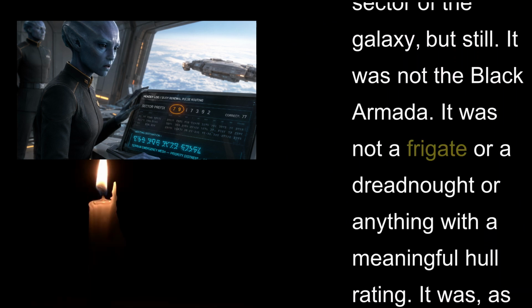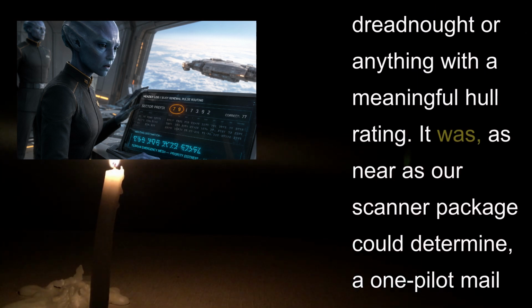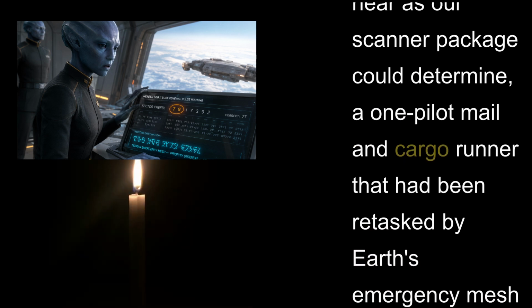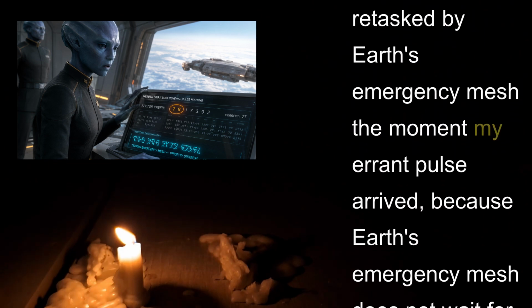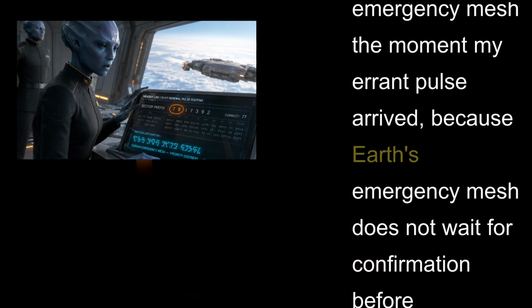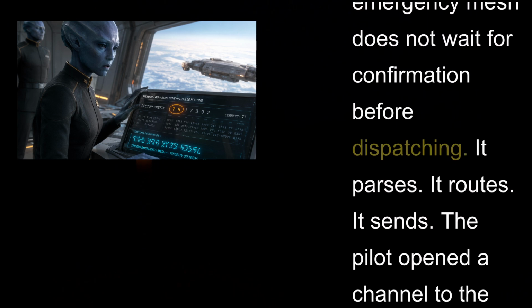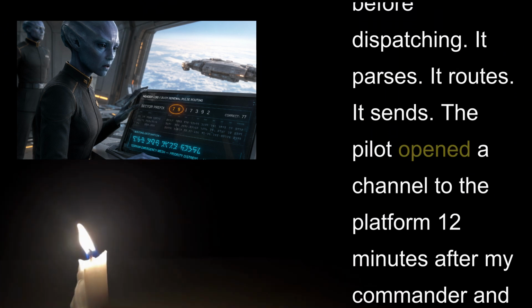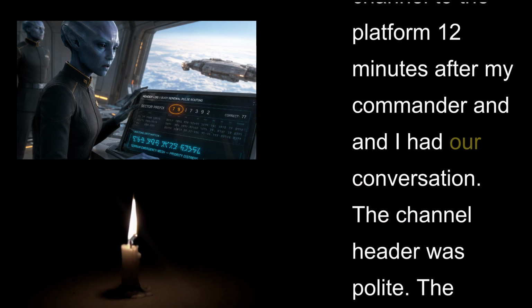It was not a frigate or a dreadnought or anything with a meaningful hull rating. It was, as near as our scanner package could determine, a one-pilot mail and cargo runner that had been retasked by Earth's emergency mesh the moment my errant pulse arrived, because Earth's emergency mesh does not wait for confirmation before dispatching. It parses, it routes, it sends. The pilot opened a channel to the platform 12 minutes after my commander and I had our conversation.